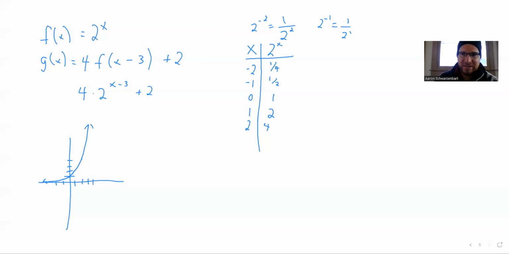So here's my 2 to the x. Now we're going to do 4 times 2 to the x. This, the vertical stretch, does not in any way affect my x coordinates. And so I'm just going to multiply each y coordinate by 4. 1, 2, 4, 8, 16. So now I'm going to graph this one.